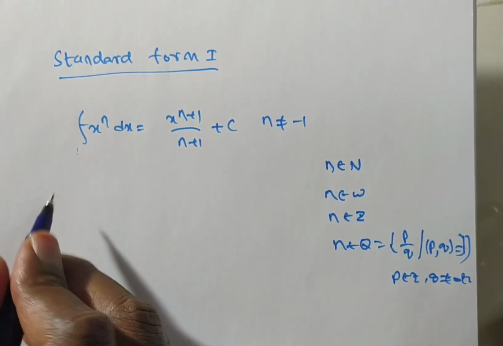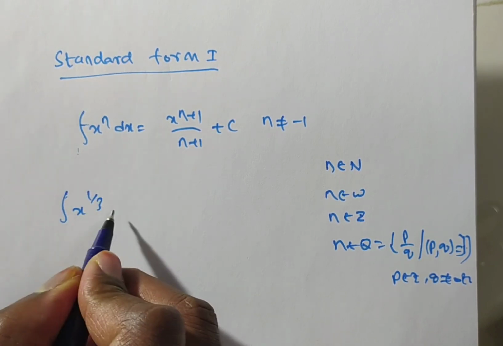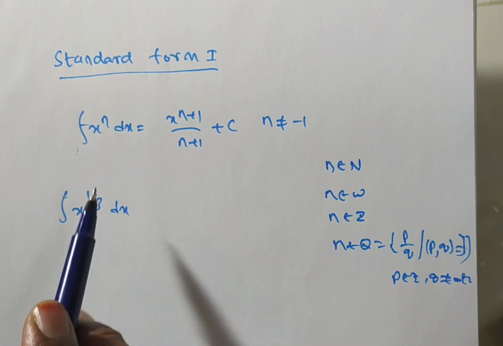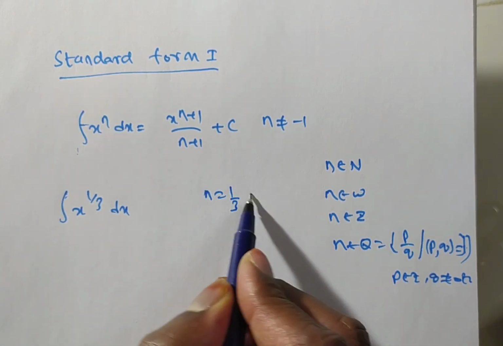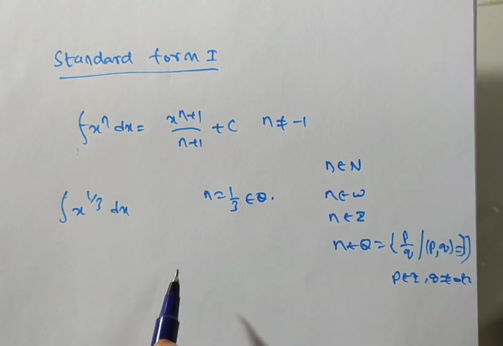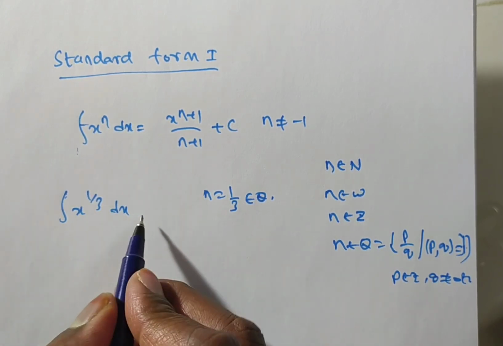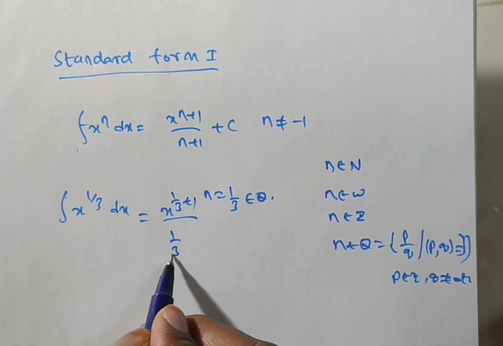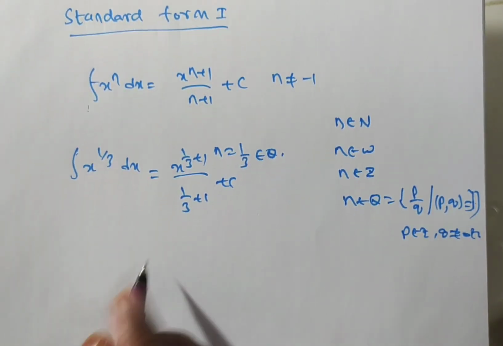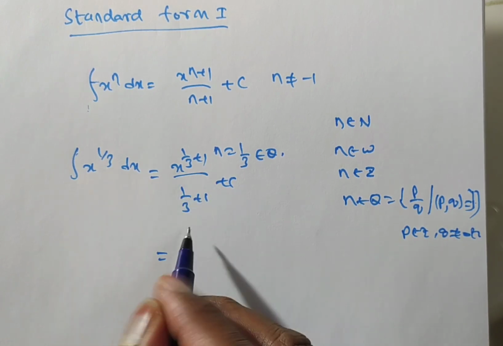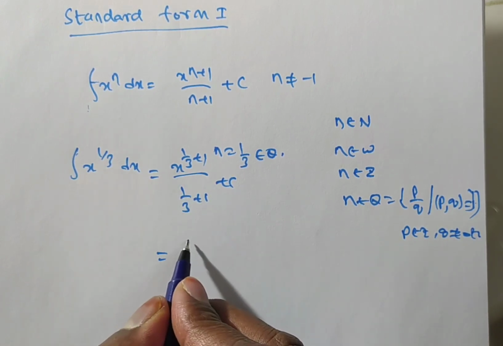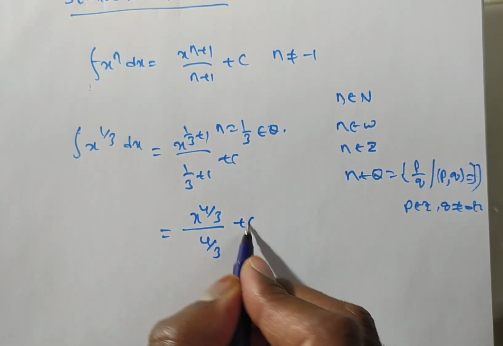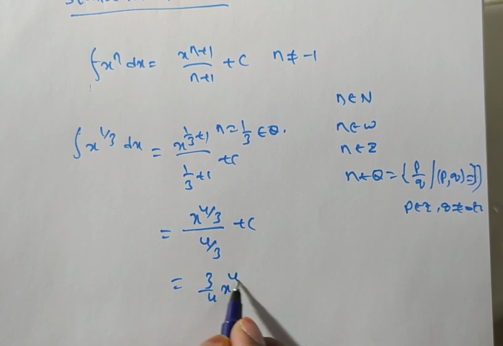Now, for example, evaluate integral of x power 1 by 3 dx. It is in the form of x power n. What is n? n is equal to 1 by 3, which belongs to Q. So even though we will apply the same formula. Now x power 1 by 3 integration is x power 1 by 3 plus 1 by 1 by 3 plus 1, plus c. 1 by 3 plus 1 is 4 by 3. This is also 4 by 3. So you can write x to the power of 4 by 3 whole divided by 4 by 3.